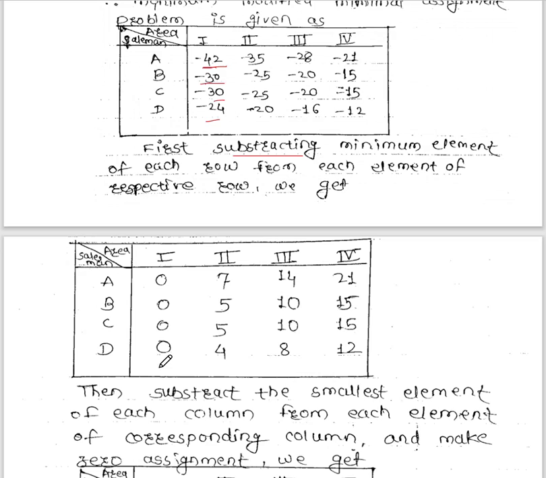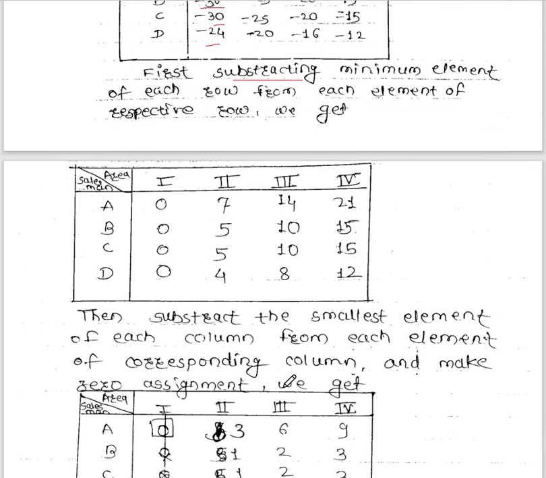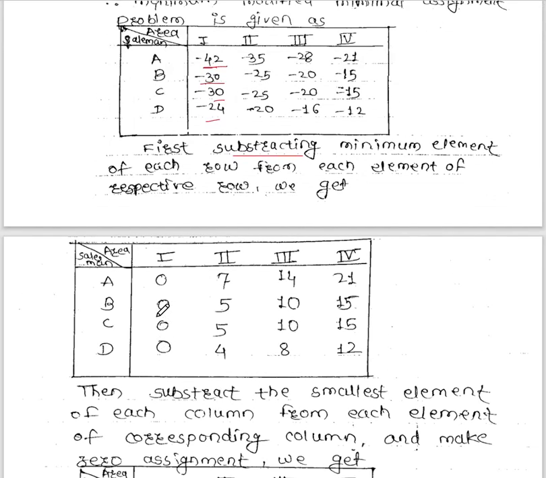Here we will add 24 to the fourth row. Minus 24 plus 24, that is 0, minus 20 plus 24, you will get 4, then minus 16 plus 24, you will get 8, then minus 12 plus 24, you will get 12. So in this way we can find out this table. That means what we have done here is we have subtracted the smallest element from each row, so we get at least one 0 in each row.